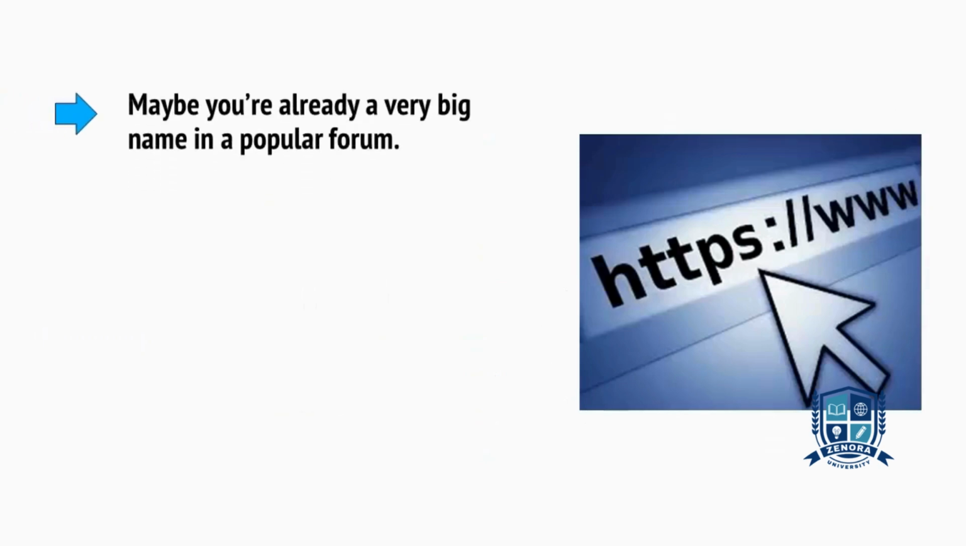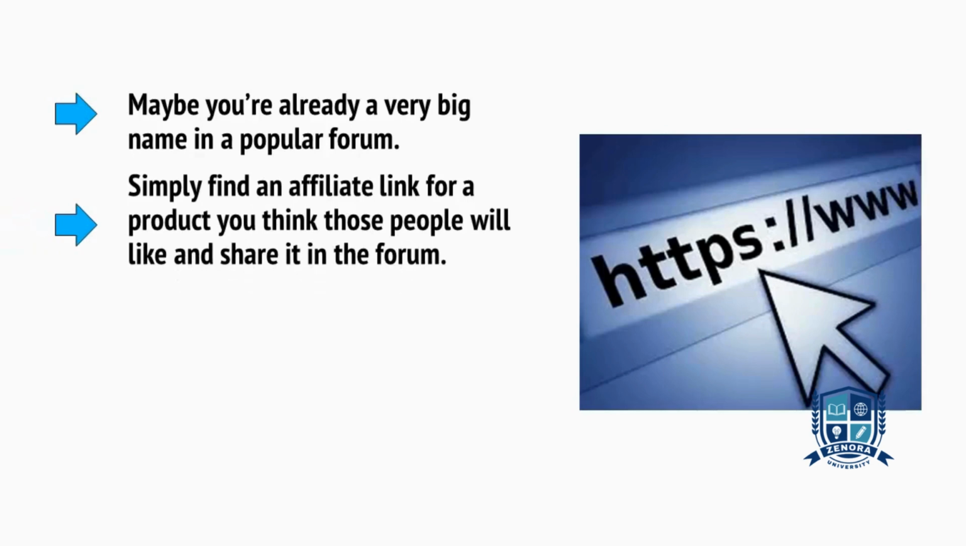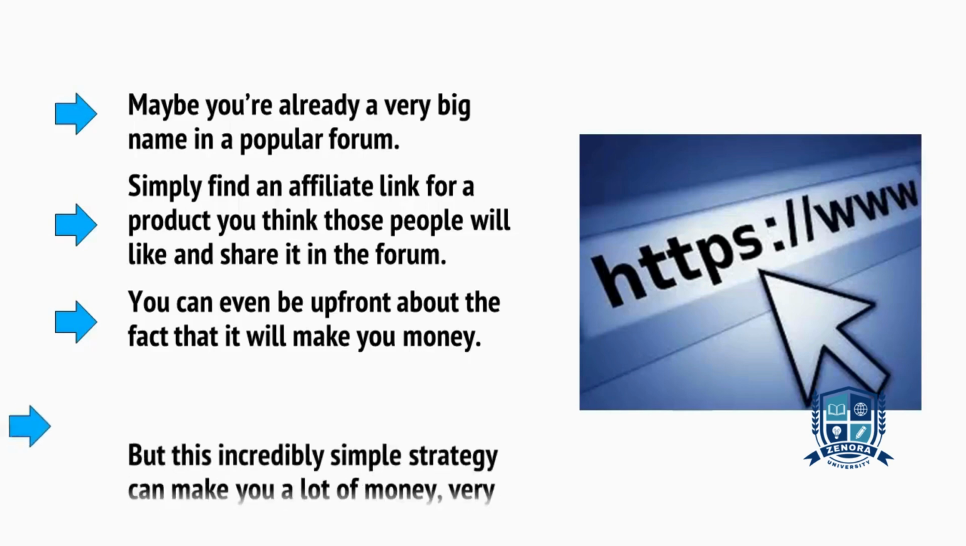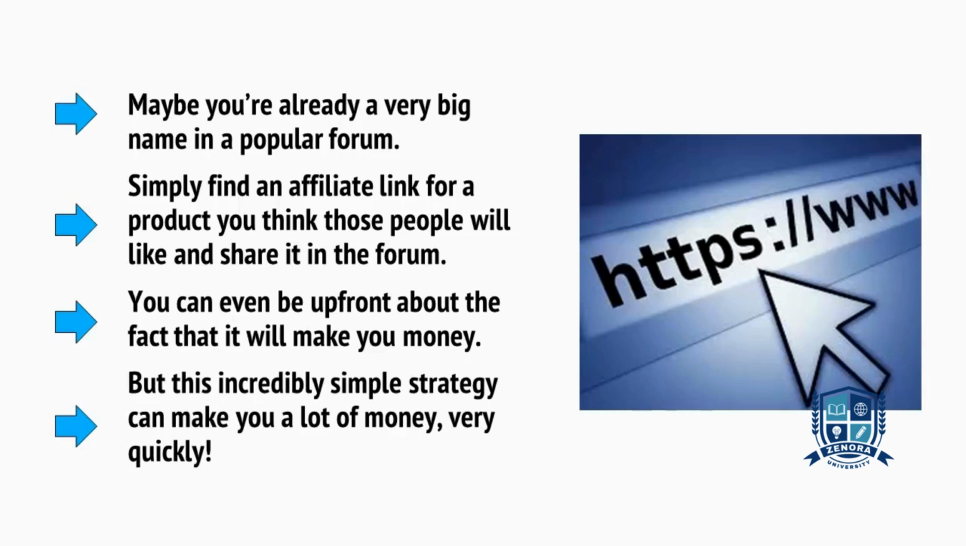Or maybe you're already a very big name in a popular forum. Then simply find an affiliate link for a product you think those people will like and share it on the forum. You can even be upfront about the fact that you'll make money. In fact, I would advise it. But this incredibly simple strategy can make you a lot of money very quickly.